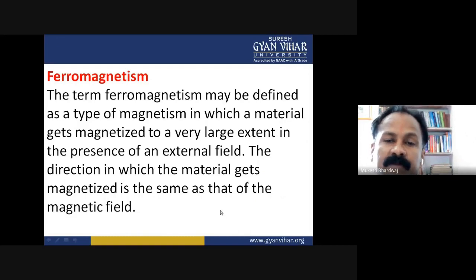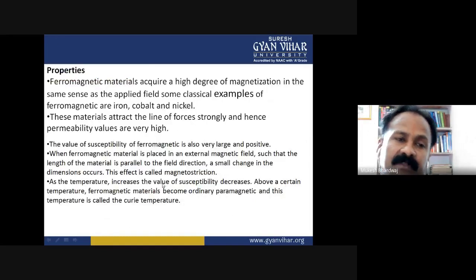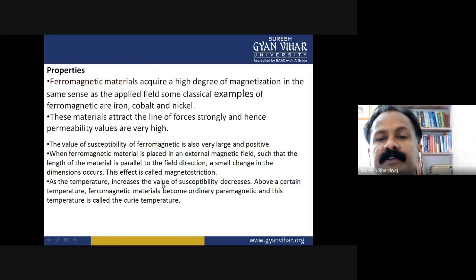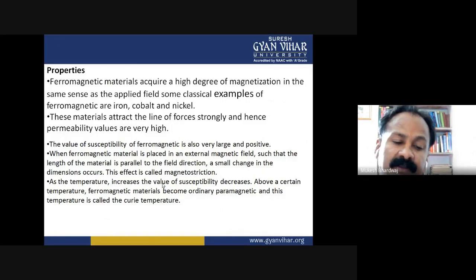So, the term ferromagnetic may be defined as a type of magnetism in which a material gets magnetized to a very large extent in the presence of an external field. The direction in which the material gets magnetized is the same as the direction of the magnetic field. Properties: ferromagnetic materials acquire a high degree of magnetization in the same sense as the applied field. Classical examples of ferromagnetic materials are iron, cobalt, and nickel. These materials attract the lines of force strongly and hence permeability values are very high.